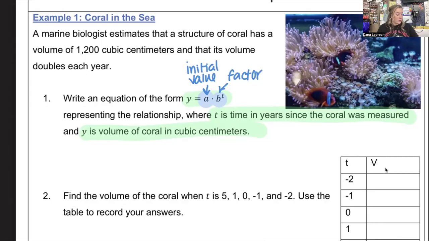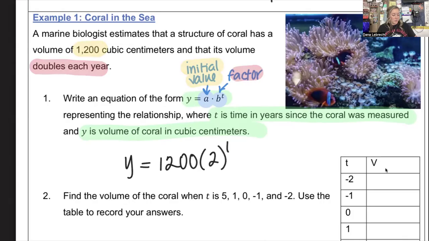So we have those two given to us already in the problem. 1,200 is our initial value. And then we have doubles each year. So that doubling is our factor. So that means our factor is going to be 2. So our equation would be y equals 1,200 times 2 to the t. Okay.